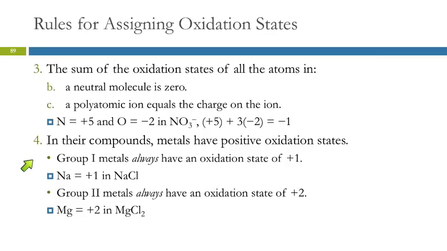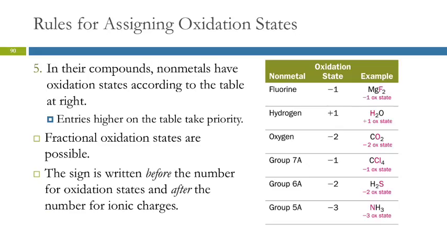In compounds, metals are going to have positive oxidation states, and their oxidation states are going to be the same as their charges, the same numbers. So the group 1, always +1. Group 2, always +2. If you have transition metals, they can have different charges, they can have different oxidation states. The oxidation state is the same number as the charge. Now this is where we need to learn a new thing. So the rest of that was all basically the same as charges.